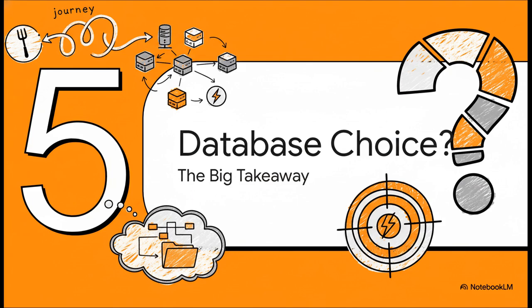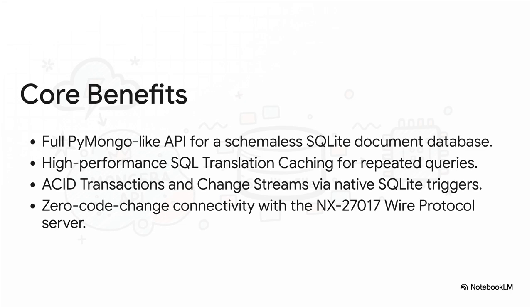So, when you look at this whole journey, from a simple idea to this complete, powerful ecosystem, what's the big takeaway here? What does this all mean for you? Let's just sum it up. You get the entire PyMongo API that you already know and love, but completely serverless. You get a super high-performance database, especially for repetitive tasks, thanks to that smart caching. And with NX 27017, you get a zero-code change drop-in replacement for MongoDB that can work with almost any application. It's really the best of both worlds, pure power and dead simple convenience.